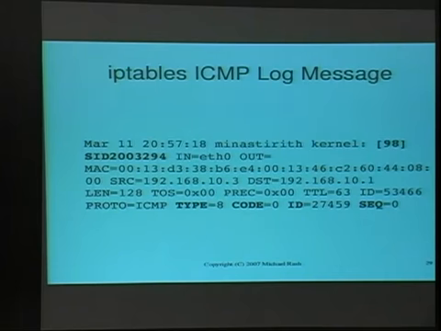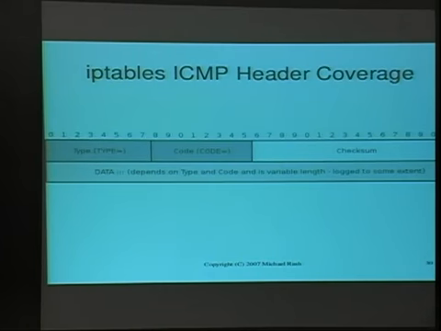ICMP. ICMP type, code, ID, and sequence values are logged here, as you can see in bold at the bottom of that rule. And ICMP is kind of interesting. Both the ICMP type and code values are logged. Checksum, again, is not logged. And the data corresponds to which type and code was set in the packet and is logged to some extent. If you want details on that, look at the ipt_log.c file in the Linux kernel.